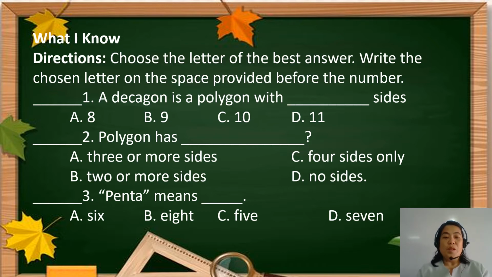Number 2. A polygon has blank. Letter A, 3 or more sides. B, 2 or more sides. C, 4 sides only. D, no sides. Okay, if your answer is A, you got the correct answer, 3 or more sides. Let's go now, number 3. Penta means blank. A, 6, B, 8, C, 5, D, 7. Okay, the correct answer is letter C, 5.